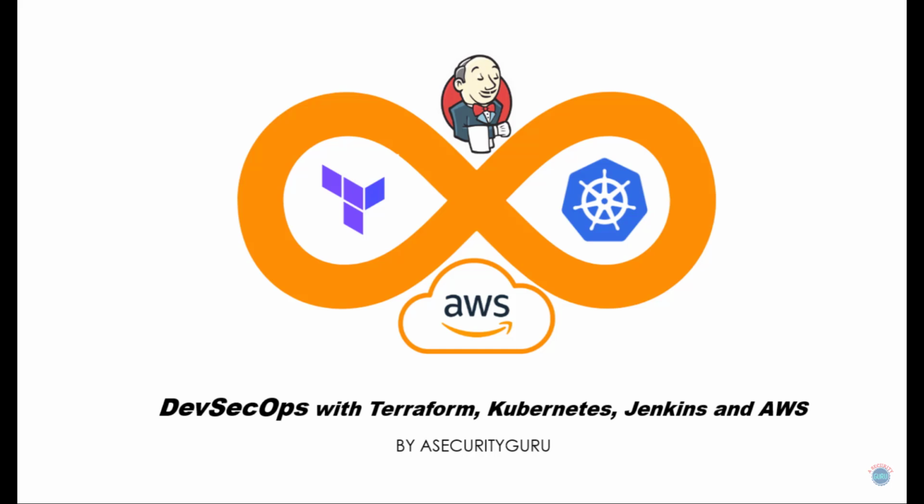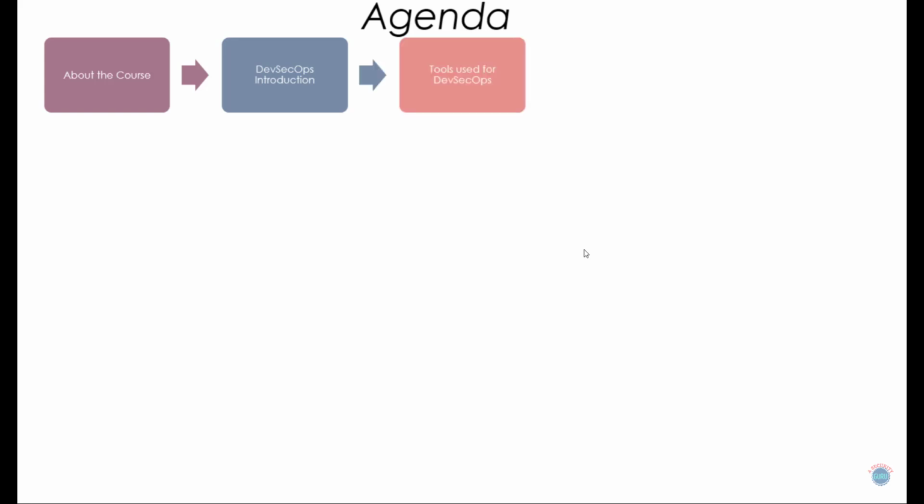So let's jump into the agenda of the course. So first we will learn about the course, who is the target audience for this course. Then we will learn about DevSecOps. We will learn about a brief introduction of DevSecOps, why this term came into existence. Then we will learn about the various tools that are used for implementing DevSecOps.